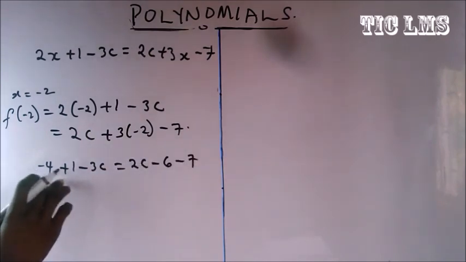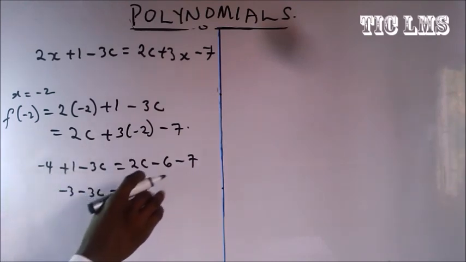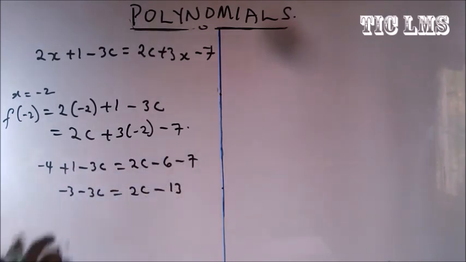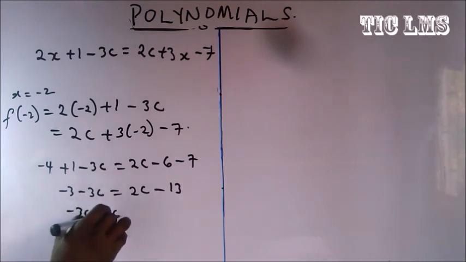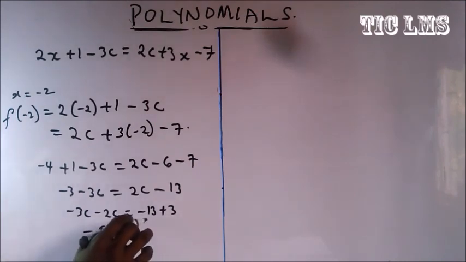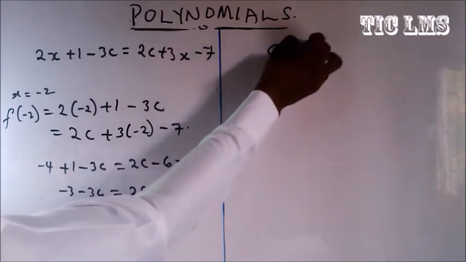So next we collect like terms. Minus 4 plus 1 minus 3 minus 3c equal to 2c minus 6 minus 7 gives minus 13. We collect like terms. So we have minus 3c minus 2c equal to minus 13 plus 3. Here we have minus 5c equal to minus 13 plus 3, which is minus 10. Next we divide both sides by minus 5. So minus cancels minus. Then we have 2. Hence the value of c equal to 2.